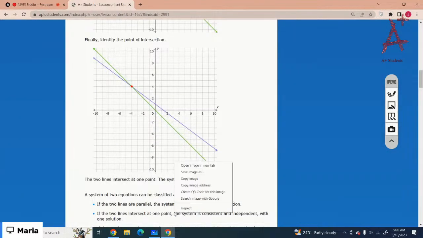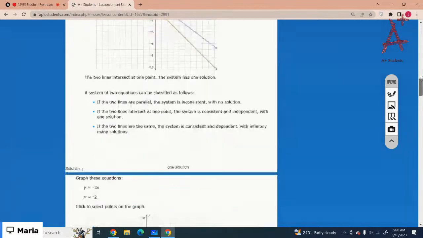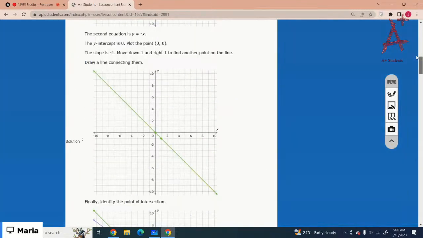If two lines intersect at one point, that means the system is consistent and independent with one solution. Got it? If the two lines are parallel, they have no solution. If the two lines are the same, the system is consistent and dependent with infinitely many solutions. Got it? Let's just start with the practice questions. Let's just do the questions on the board.